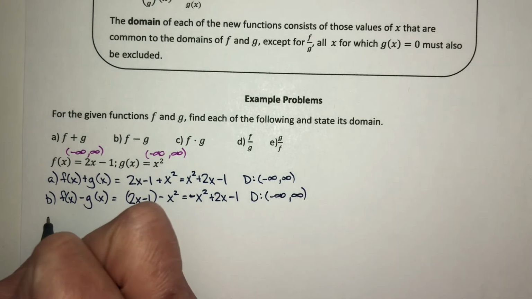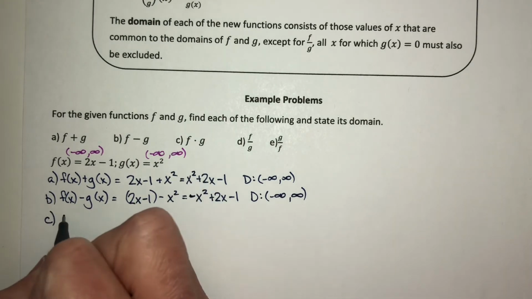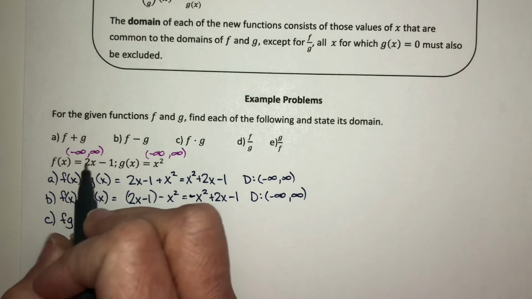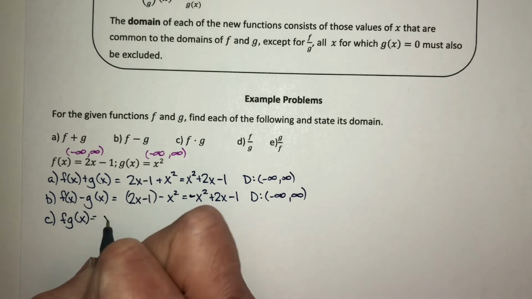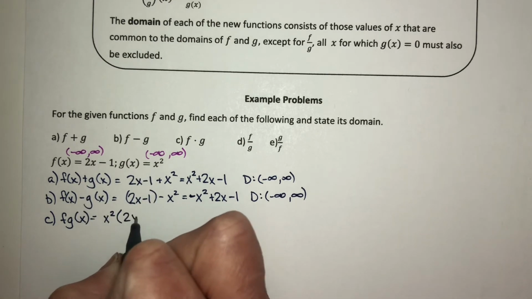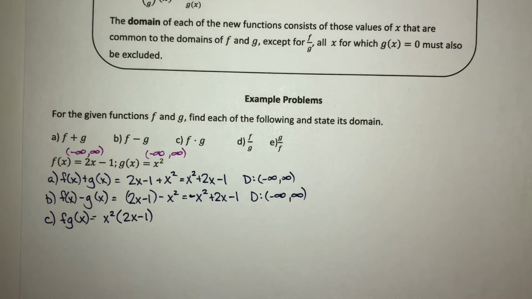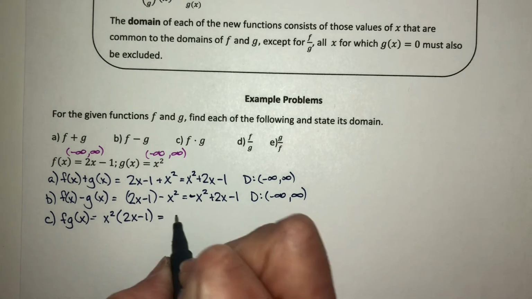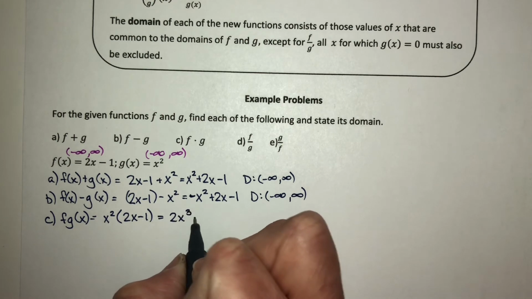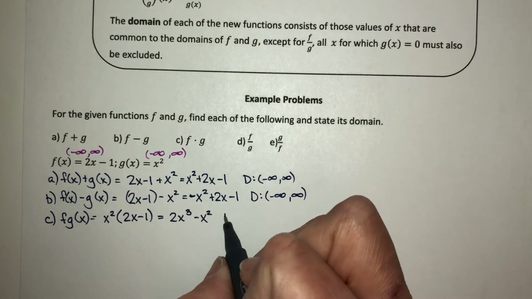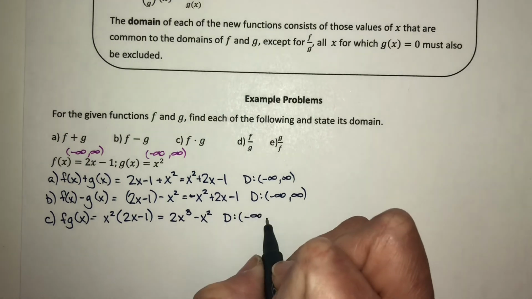Okay. C, f times g. So this would be f of x times g of x. So this would be x squared times 2x minus 1, because of course when it's multiplication you can write it in either order. Now the book and the computer will want you to distribute here to get 2x cubed minus x squared. There are no new complications on our domain, so our domain is still negative infinity to positive infinity.